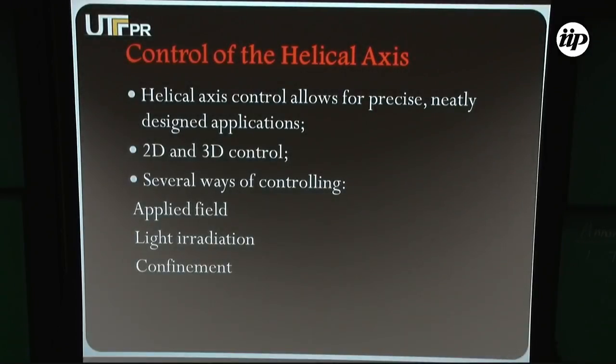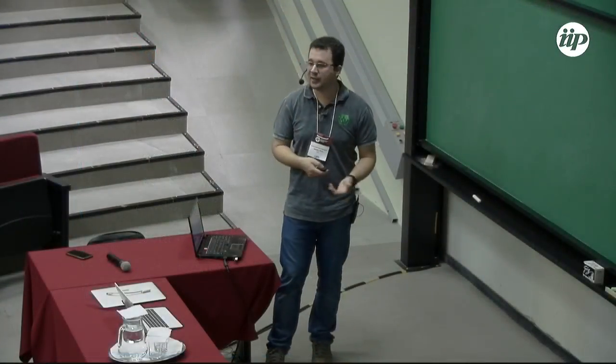So why control the helical axis? Like I said, you can define very nice applications. Usually, in some cases, you need 2D or even 3D control. And what I'm going to show here is you actually have several ways of controlling the helical axis orientation. You can apply a field. You can shine light. You can use confinement, and there are several other ways of doing this.